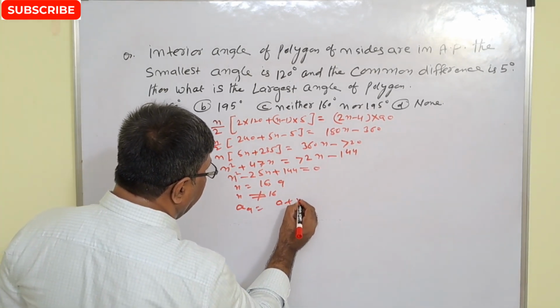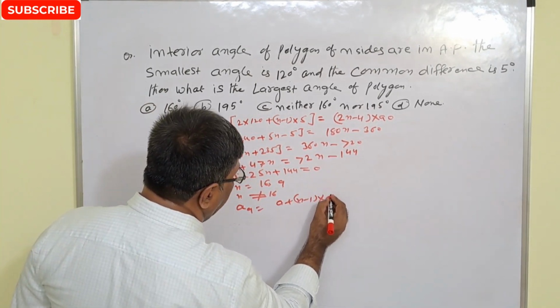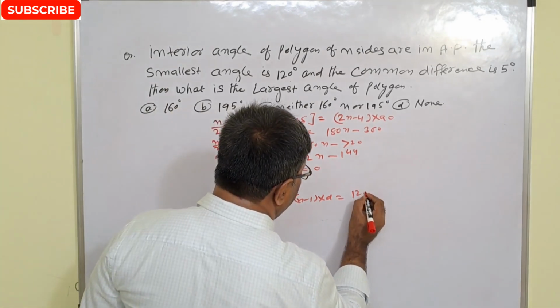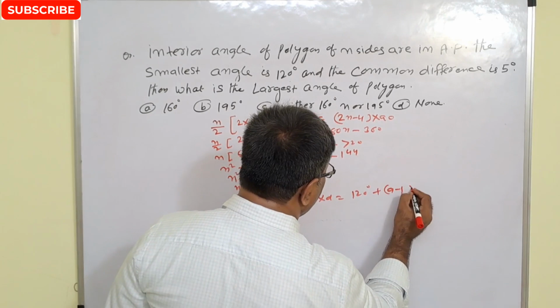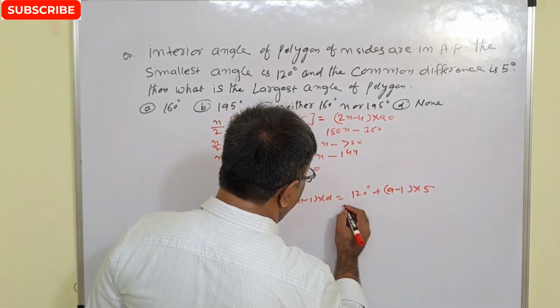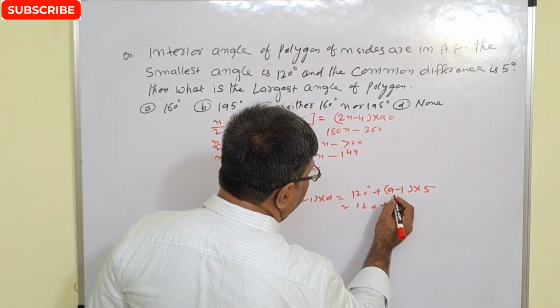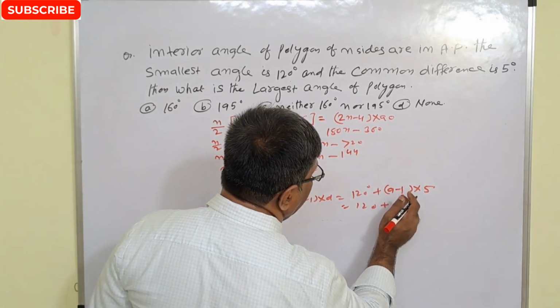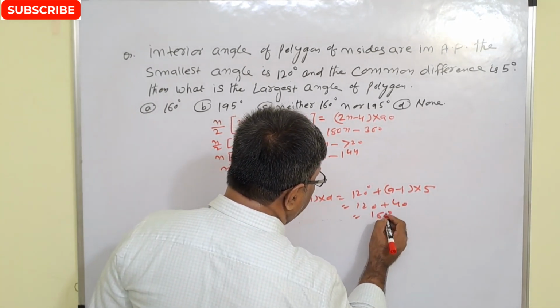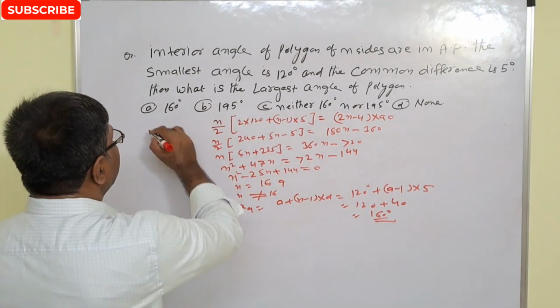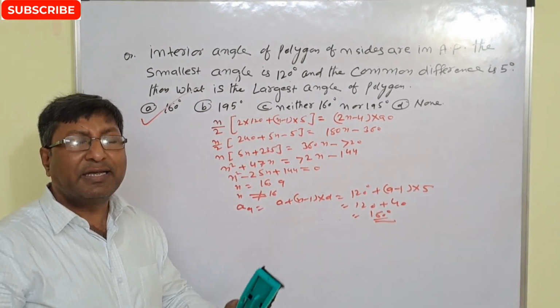A9 equals a plus (n minus 1) into d. A is already given as 120 degrees, and n we know is 9. So 9 minus 1, and d is 5. So this is 120 plus (9 minus 1), 8, 8 5s are 40. So this is 160 degrees. So our correct answer A, 160 degrees, is the right answer.